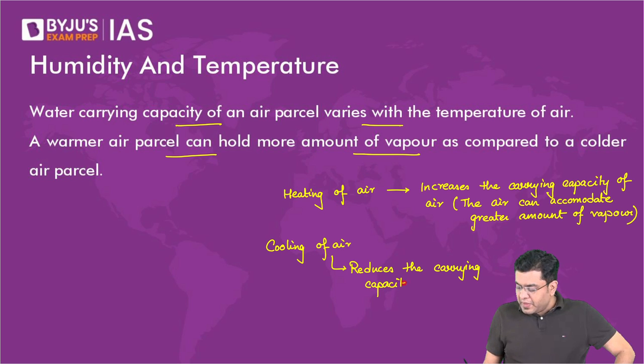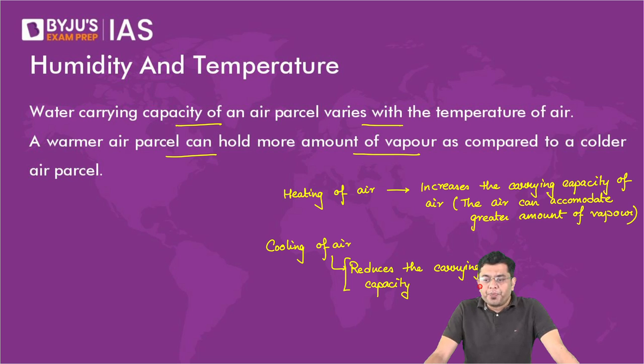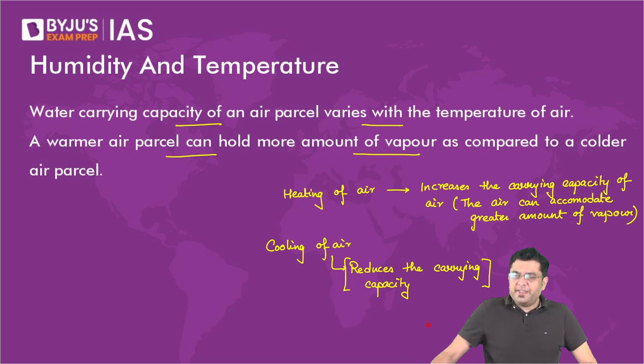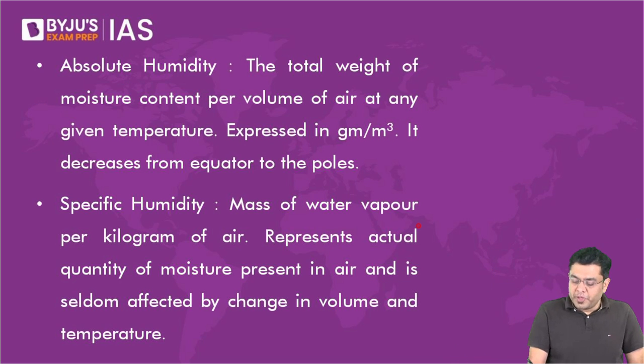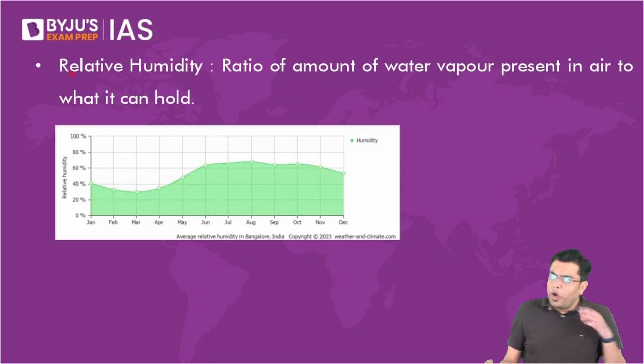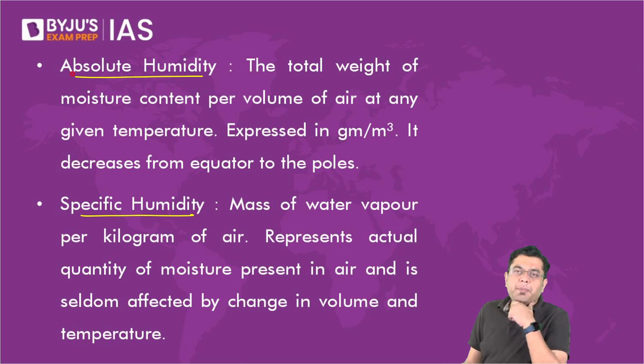Okay, that is something that we looked into. Now, when we talk about humidity, or the amount of moisture present in air, how do we measure that? There are various methodologies. In the classification of the different measurements of humidity, you have absolute humidity, specific humidity, and also what is referred to as relative humidity. All of these represent the total amount of vapor trapped in an air parcel, but they carry out their measurements in different ways.